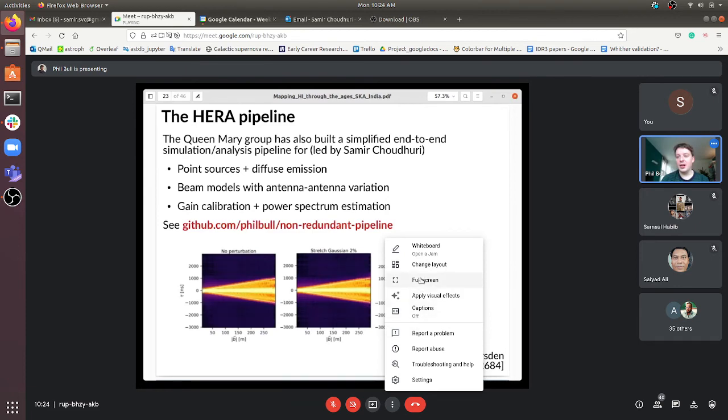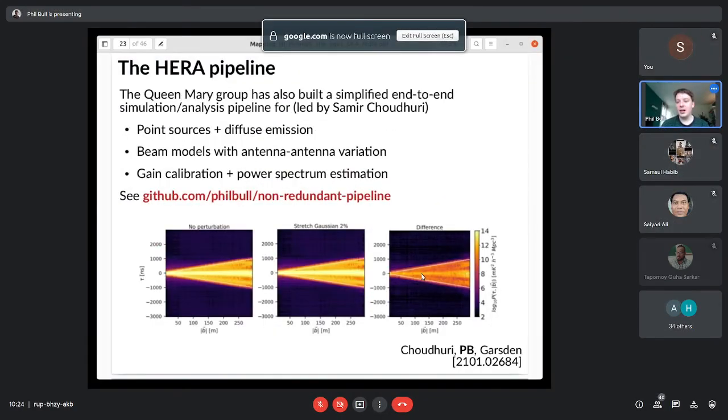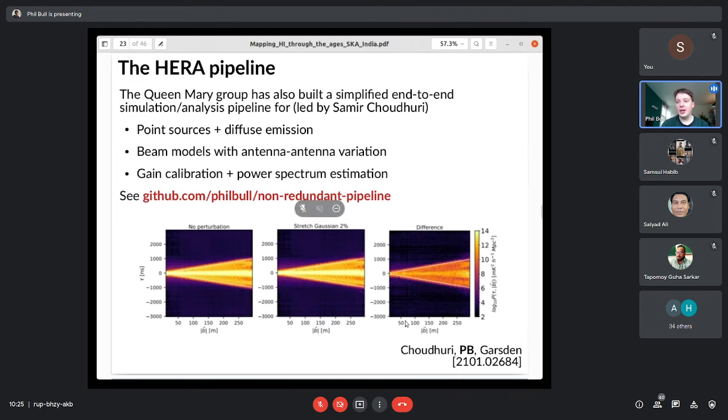we've got this pipeline that in a pretty automated way, and it's parallelized as well, can do gain calibration, a very simplified form of absolute calibration. It's hard to do that in an automated way, but we've got a very simple thing there. And then power spectrum estimation. So you can study things like systematic effects, and you can get the code here.